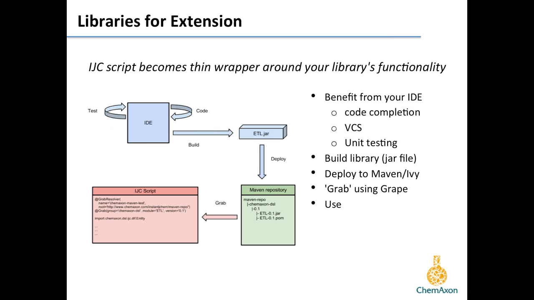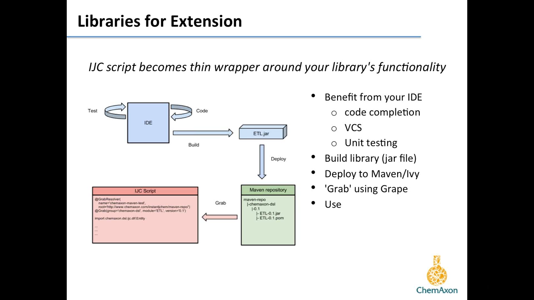I mentioned that for more complicated options or code that is reused often, you want to push that into an external library. Functionally, you can create a jar that is a thin wrapper around an IJC script that you can access from within the code itself. The benefit of this is, as with any IDE or Java file, you can deal with code completion. There is versioning control, and you also have unit testing.